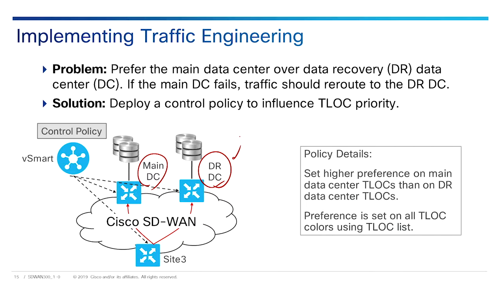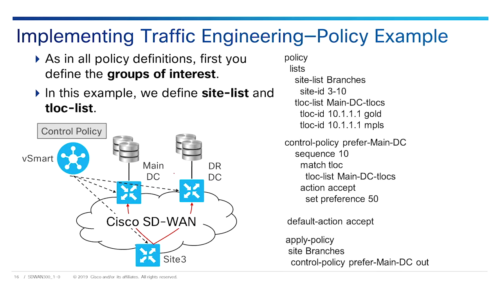To prioritize one data center over another, you have to give the corresponding TLOCs a higher preference. In the example, you must define a TLOC list. Because from a Site 3 perspective, I want to go this way first and go this other way only if that one's dead. So, how do we do this?